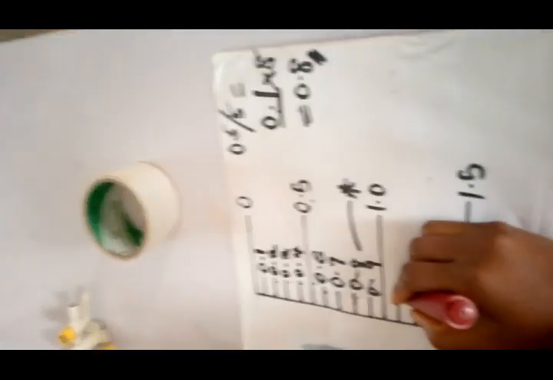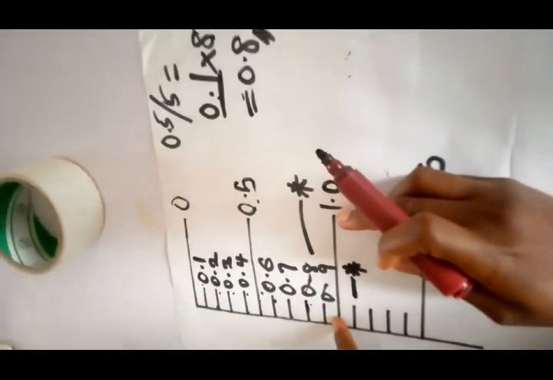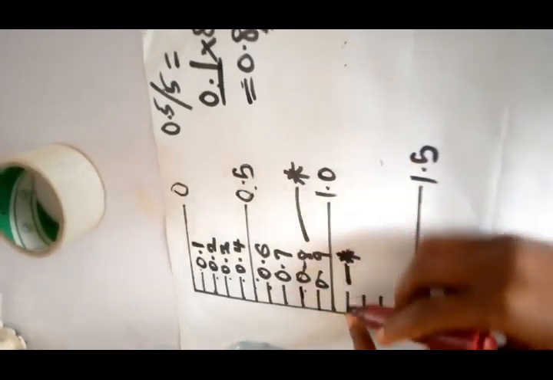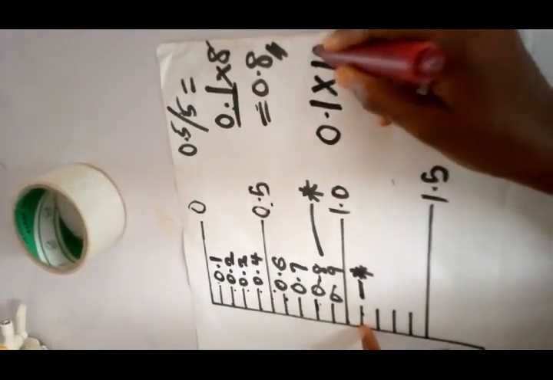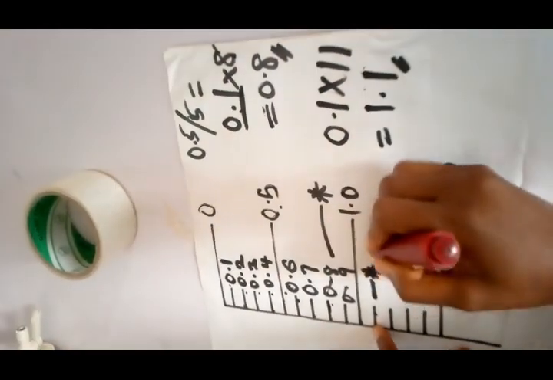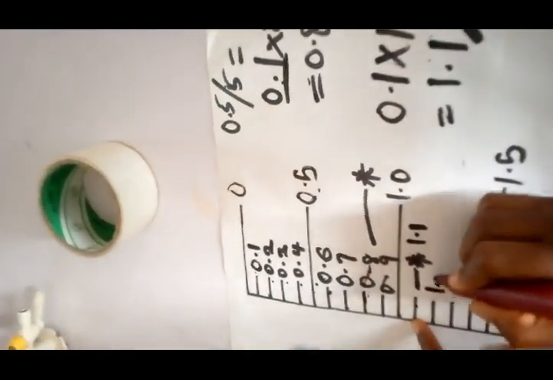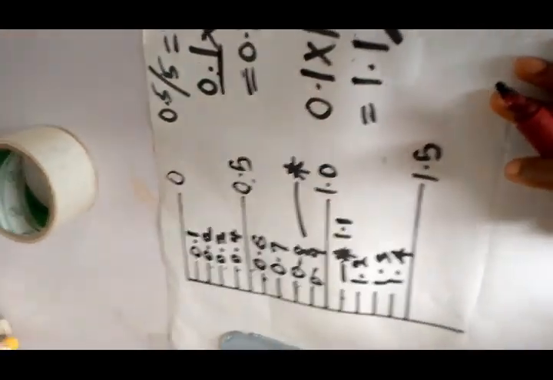If I'm looking for this side, for example, from here, I know from this place to this place is 10 already. Then plus this one, that's 11. So I'll just say 0.1 times 11. That will be what? 1.1. So this side is 1.1. This will be 1.2, 1.3, 1.4, like that.